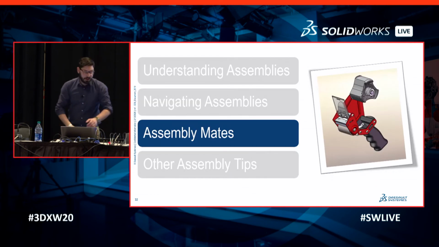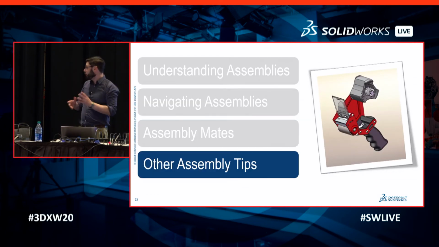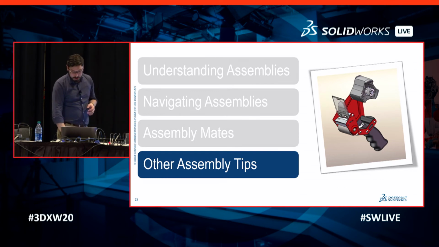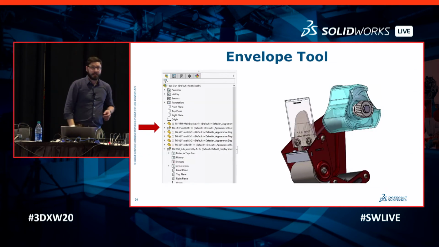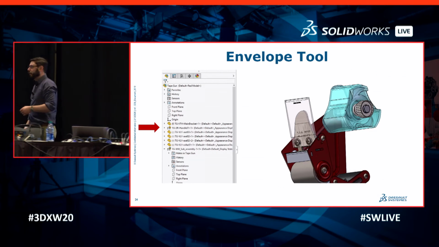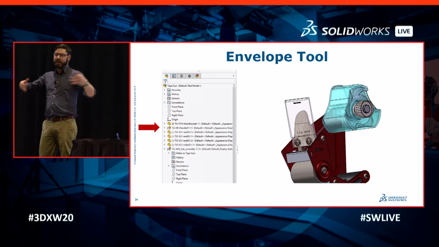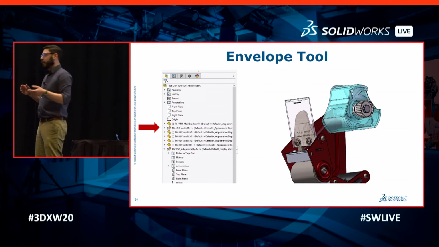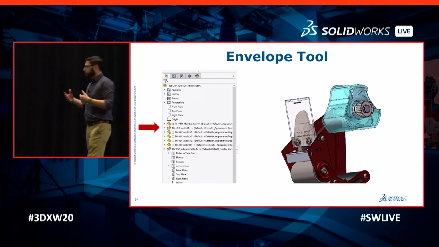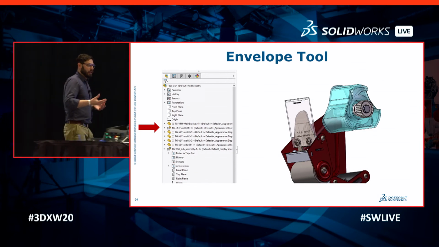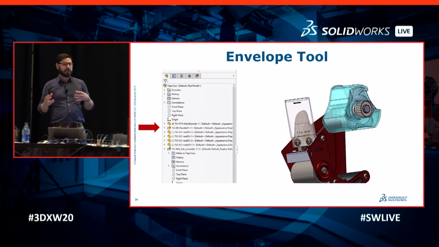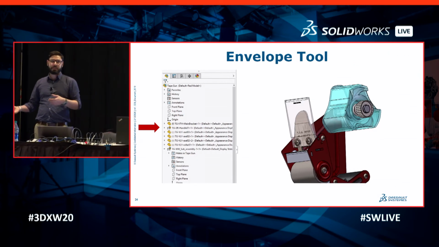All right, so last section here, other assembly tips. Just some quick stuff that I wanted to cover. The envelope tool, I think this is pretty helpful. A lot of people don't design an assembly in a void, right? You're not designing from scratch. Envelope tools are very helpful for designing around parts that you don't need in the bill of materials, right?